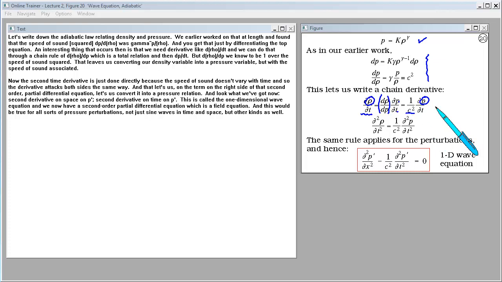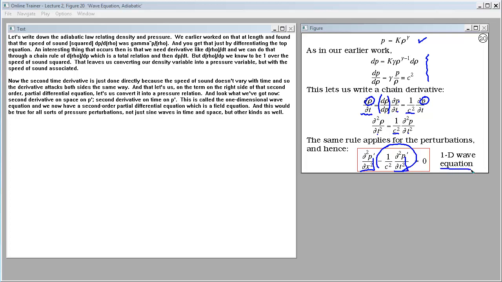That leaves us converting our density variable into a pressure variable, but with the speed of sound associated. Now, a second time derivative is just done directly because the speed of sound doesn't vary with time, and so the derivative attacks both sides in the same way. That lets us convert the term on the right side of that second order partial differential equation into a pressure relation. And look what we've got now. Second derivative in space on p prime, second derivative in time on p prime. This is called the one-dimensional wave equation.